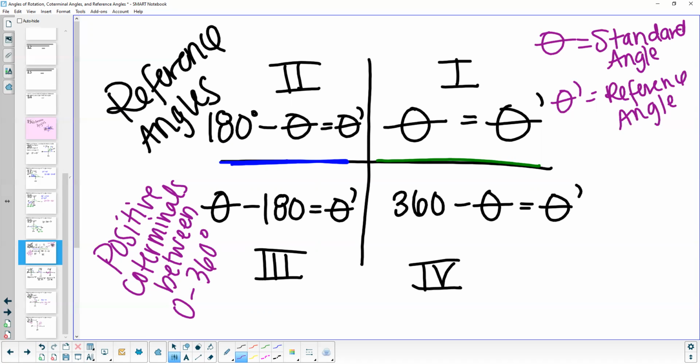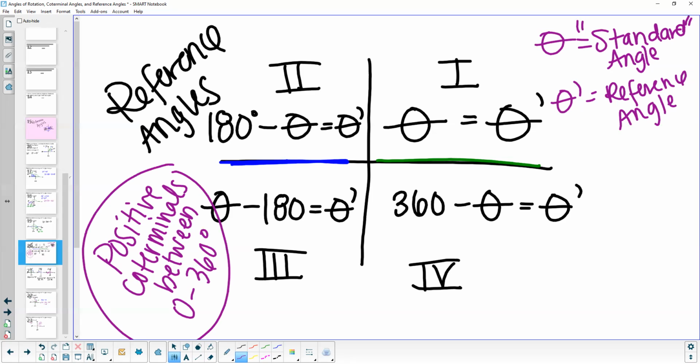Depending on where that angle is, if it's in quadrant 1, our standard angle and our reference angle are the same. If it's in quadrant 2, we take 180 and subtract our standard angle to get our reference angle. If we're in quadrant 3, we take our standard angle, subtract 180, and we get our reference angle. And if we're in quadrant 4, we take 360 and subtract our standard angle to get our reference angle. Again, our standard angle here is in quotes because it has to be a positive coterminal between 0 and 360 for this to work. But if we're willing to do that, this pattern will always work for us.